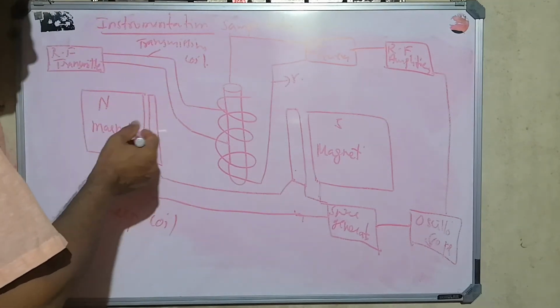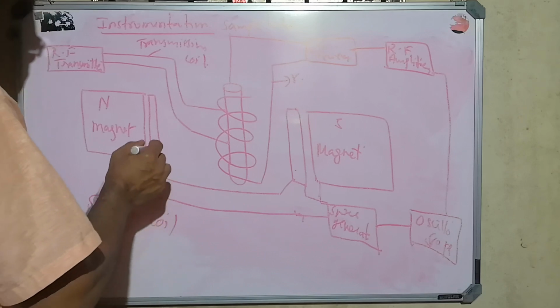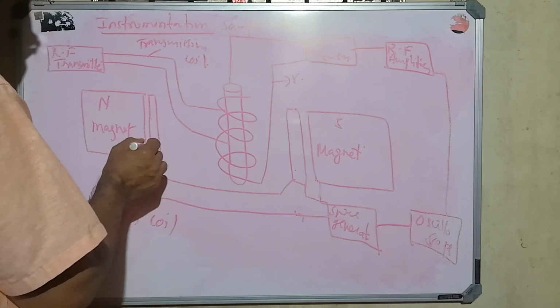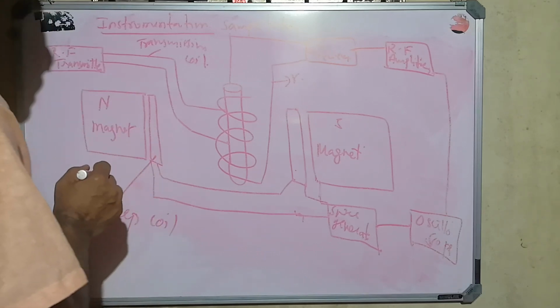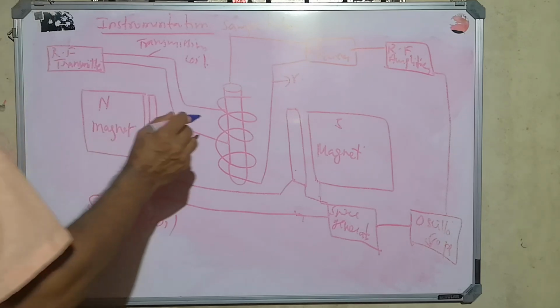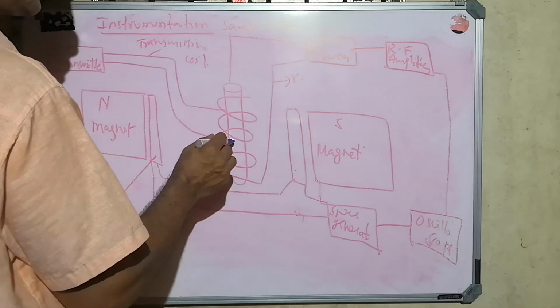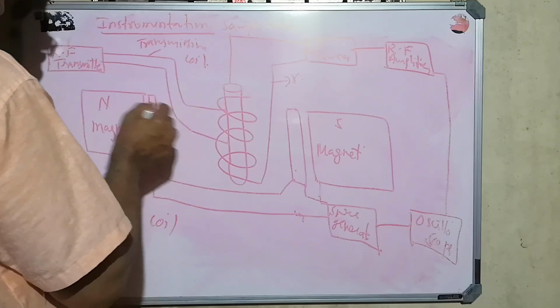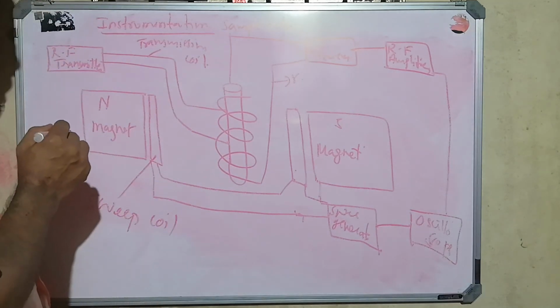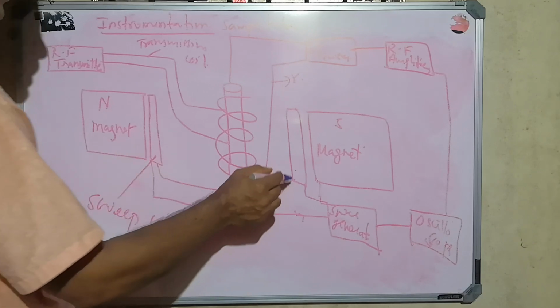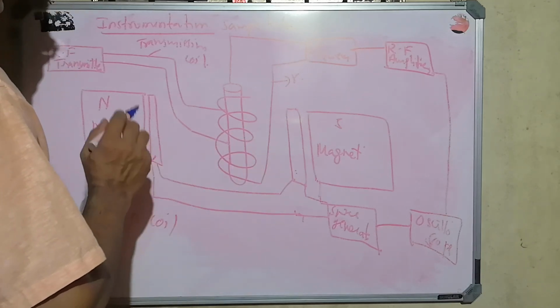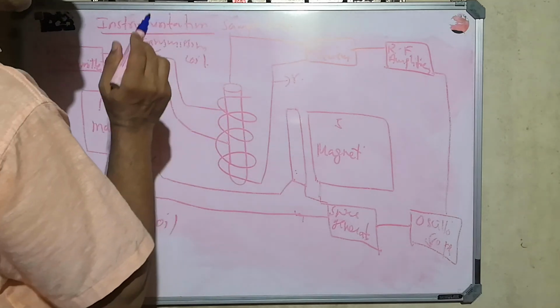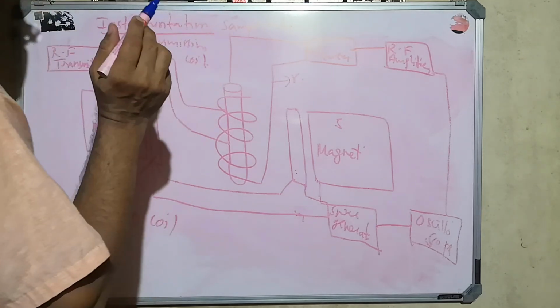So as you vary the current in the sweep generator, the strength of the magnetic field goes on increasing. So that means now what happens? The angular momentum vector starts to precess around the direction of the magnetic field. That means as you vary the current through the sweep coil, the Larmor frequency goes on changing.